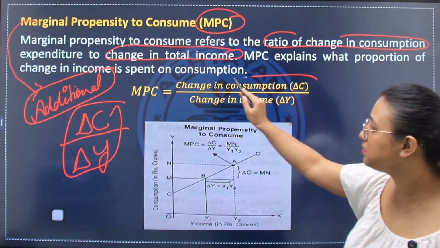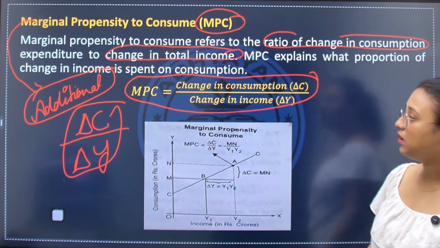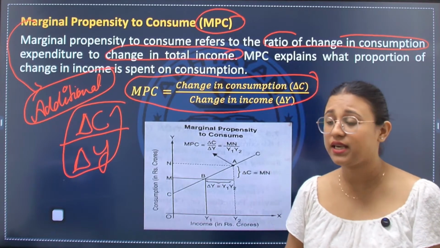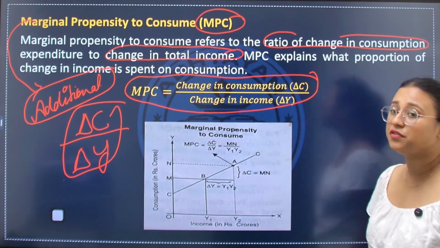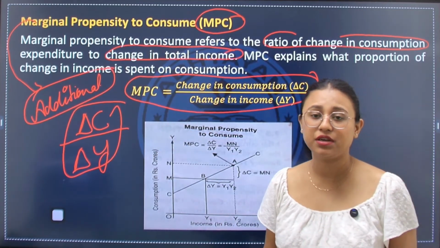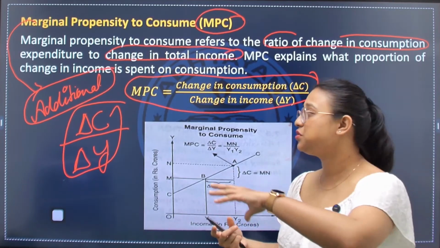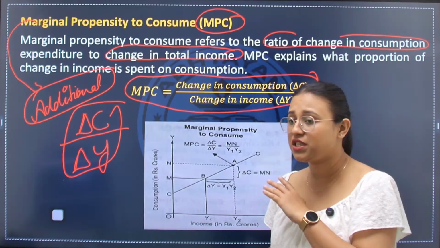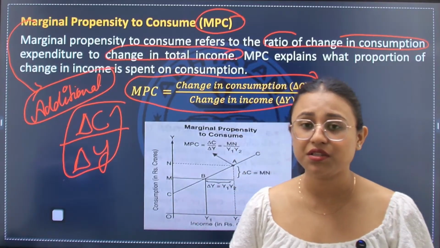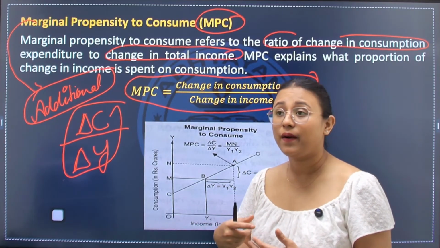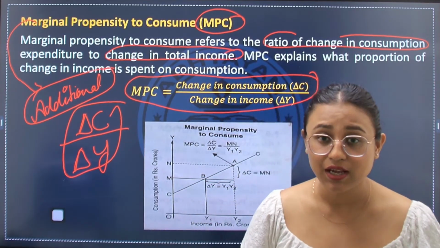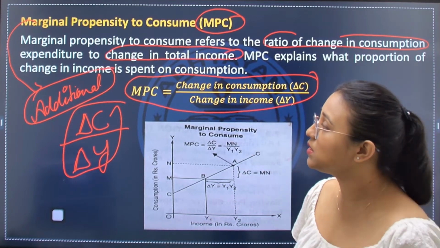So marginal propensity to consume is reflected by this formula, which is change in consumption, meaning change in C, divided by change in income, which is reflected by change in Y. I hope you are clear till this much. What is marginal propensity to consume? We can write it in two ways. It is the ratio of change in consumption to the change in income, or we can say what is the spending on consumption when there is additional increase in income is reflected by the concept of marginal propensity to consume.